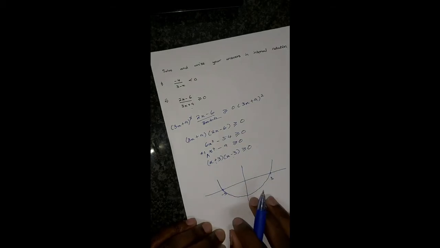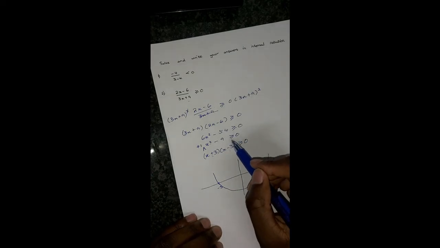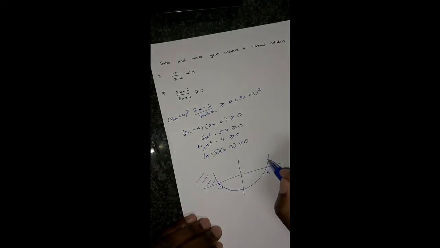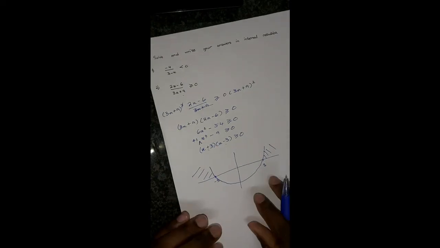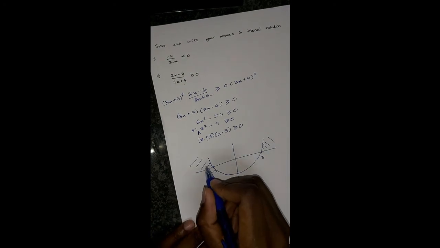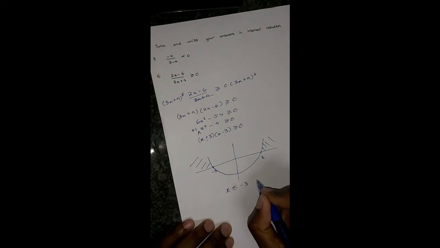So our graph is like this, and then we need to find our points where the graph is greater than or equal to 0. And then you find out that this whole side is greater than or equal to 0. That whole side is greater than or equal to 0. So how we're going to write it, it's going to be this part. So your x is to be less than or equal to -3, or your x is to be greater than or equal to 3.